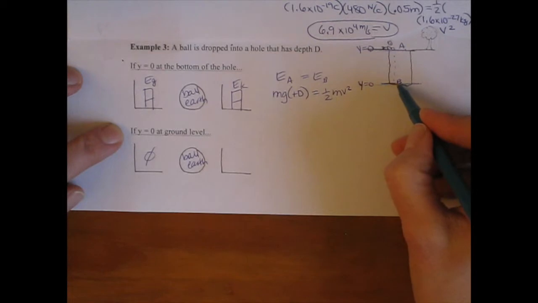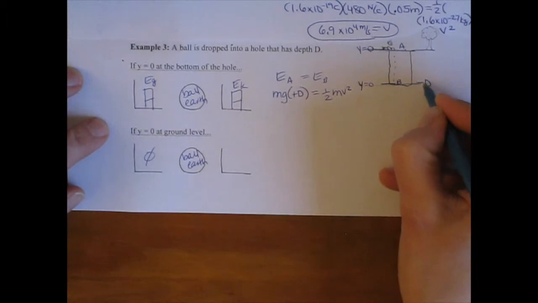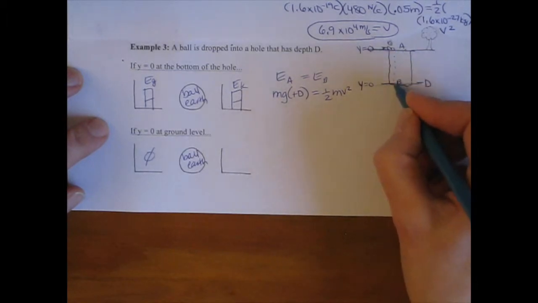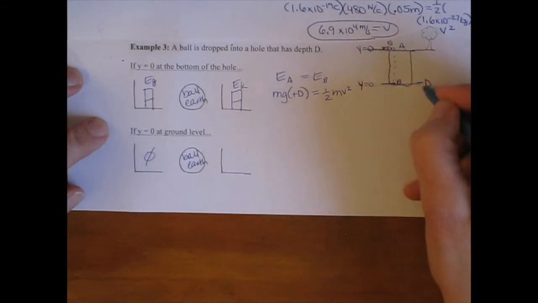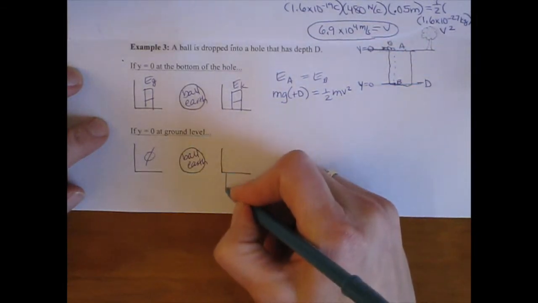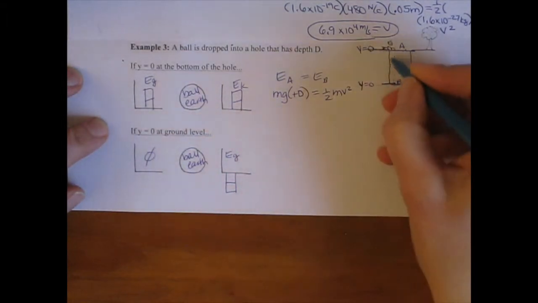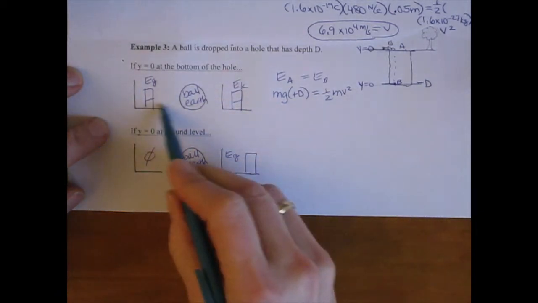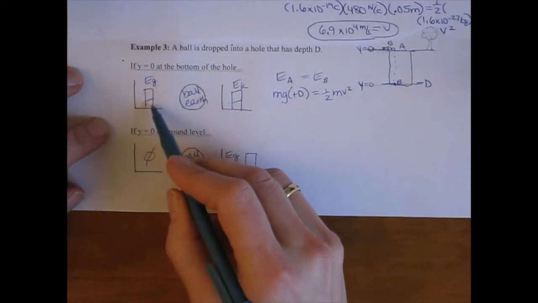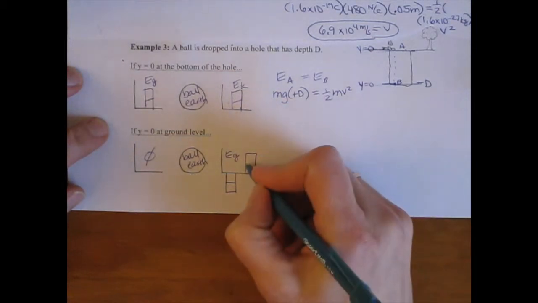At point B, now it has a height, you could say, of negative d. So it has decreased its gravitational potential energy. The gravitational potential energy is lower than it was before, and it has a negative height, which means we actually have a negative gravitational potential energy. And it's moving, so we have kinetic energy. And just as in this first situation, however much the gravitational potential energy decreases, that's how much the kinetic energy will increase. That's where that kinetic energy came from.